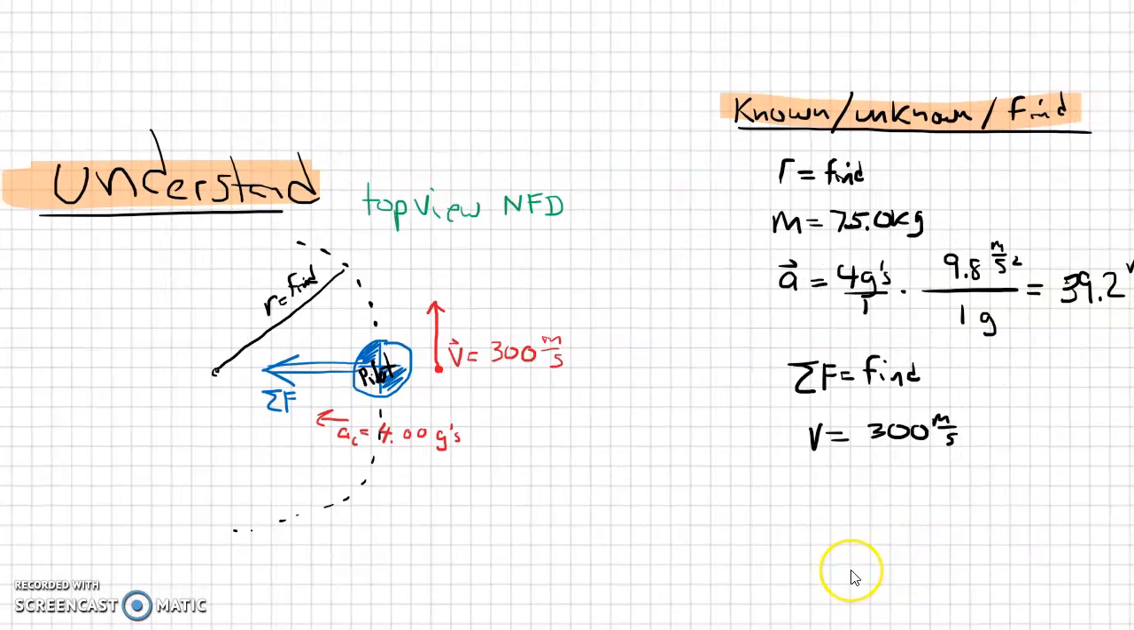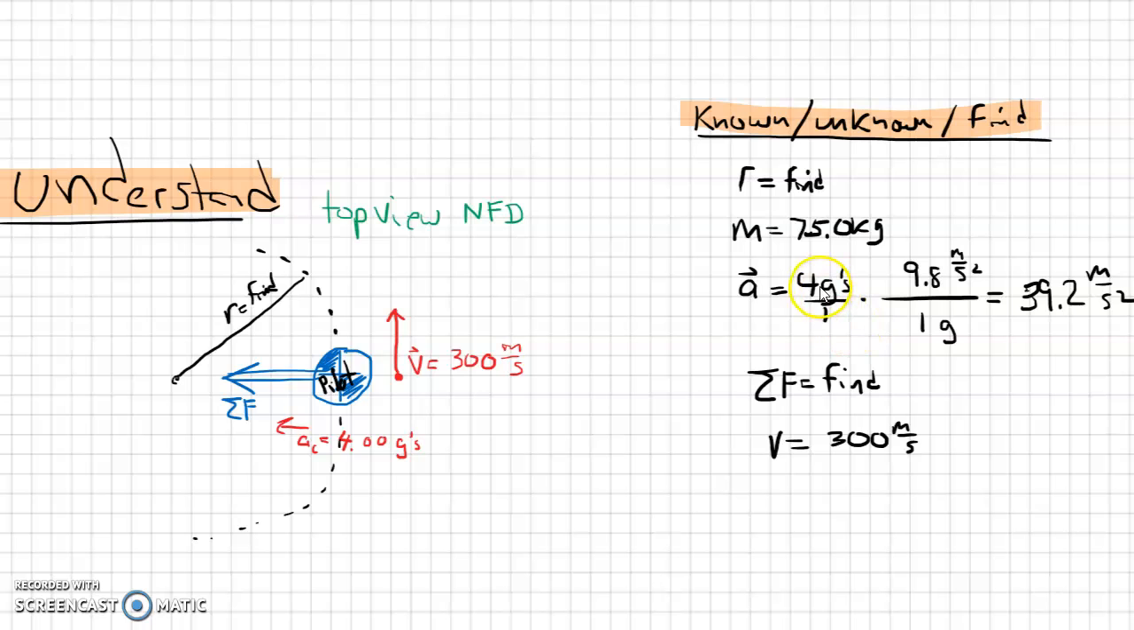Once again, we summarize what we know and what we're trying to find, making a conversion here for the acceleration, knowing that 1 G is equal to 9.8 meters per second squared. All right, let's come up with a strategy for how we might go about this, and we'll implement it and see what we get.